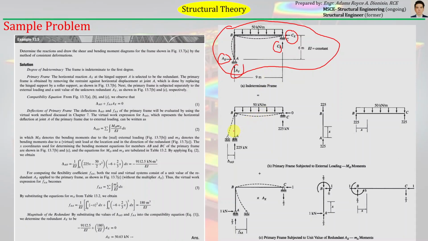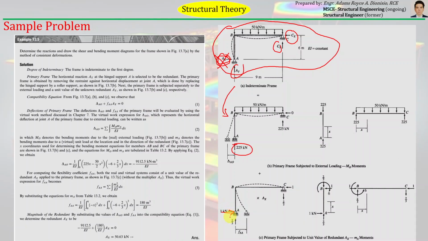In this case, the redundant force was chosen to be equal to AX. So we remove AX here, and the corresponding primary structure became this. After removing AX, the joint A will just have a vertical reaction, making it like a roller. And then after removing the redundant force AX, we have to return it.